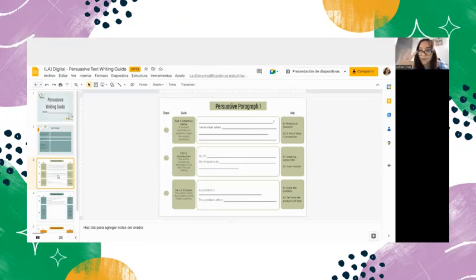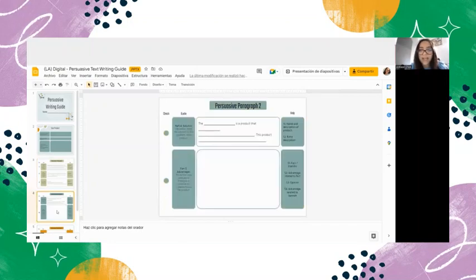Then you have your part number 3, which is the problem. The author states the problem of the target audience. And here you have 2 more sentences. You have to state the problem, and then in the second sentence, you are going to tell who the product will help. Here you have to mention your audience, your target audience.